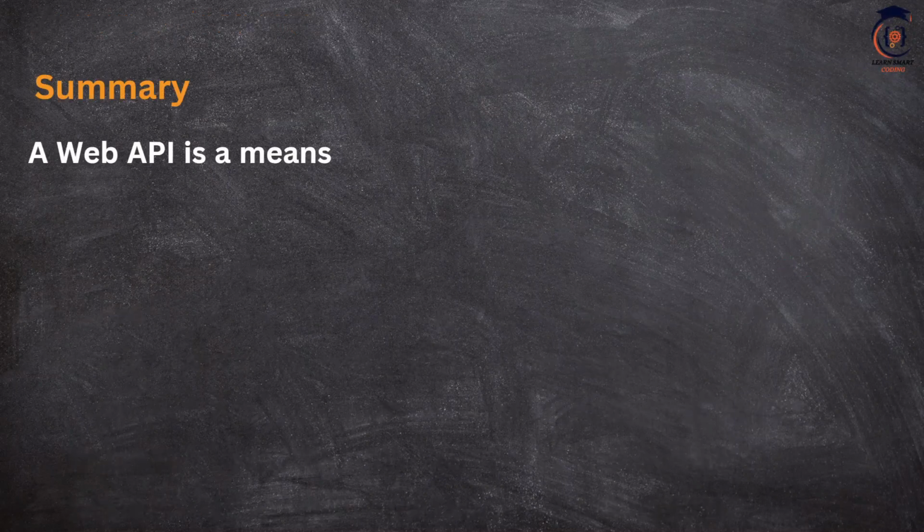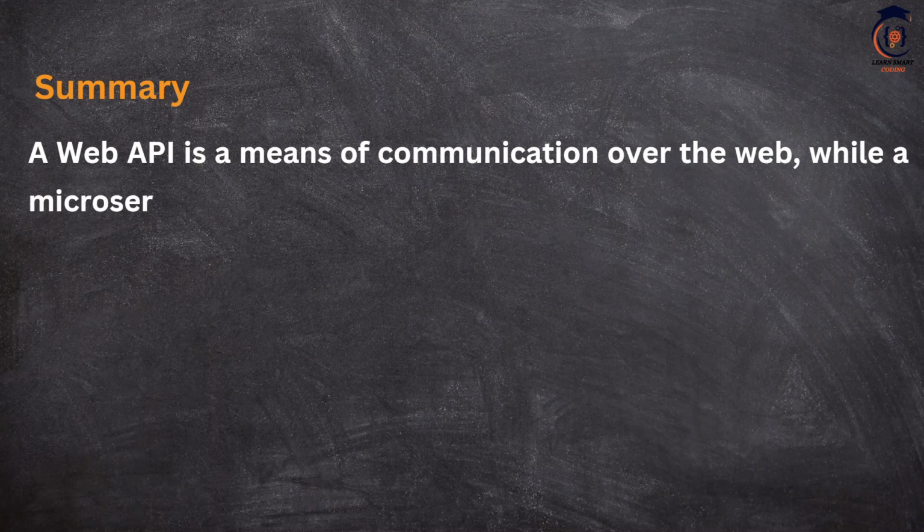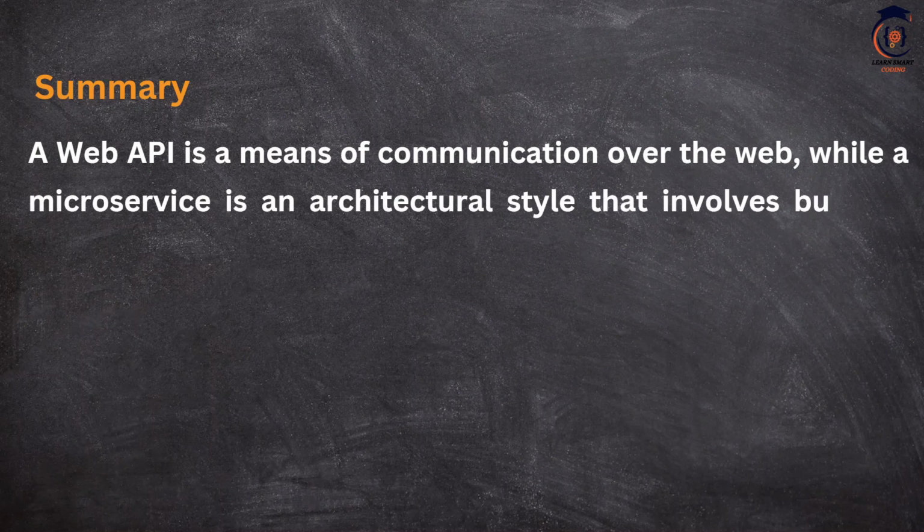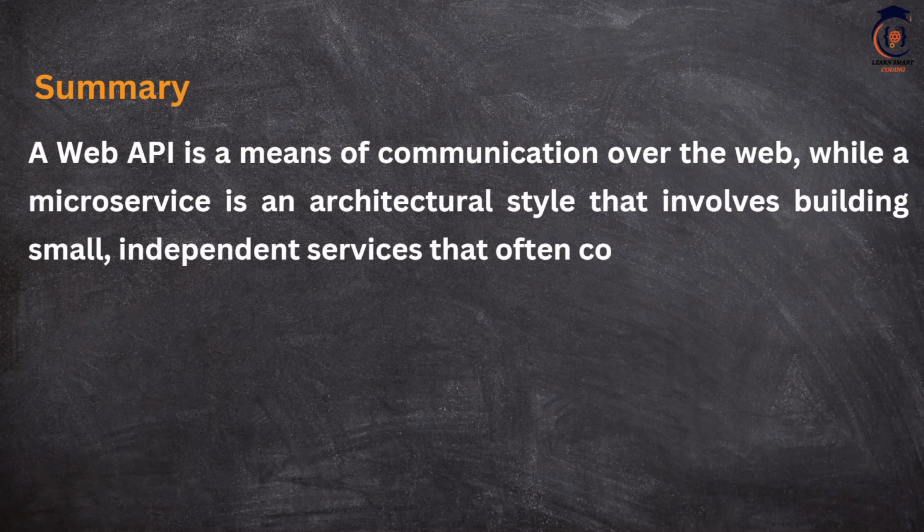Let's summarize. A web API is a means of communication over the web, while a microservice is an architectural style that involves building small independent services that often communicate via APIs. This is important, guys. If you say you're a backend developer and you know web API, you should definitely know what a web API really is and what microservices are. They will definitely ask you.